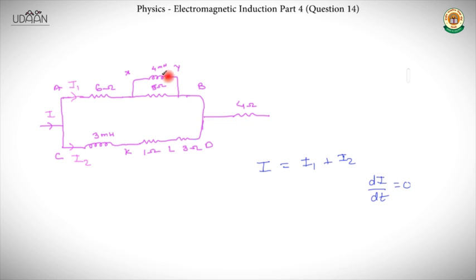So if you see this inductor, the voltage across the inductor would be 0 because di by dt is 0. Exactly. Because the voltage across this inductor is 0, even the voltage across this 5 ohm resistor would be 0. True. So the entire current I1 passes through the inductor and will not pass through the resistor. So the potential difference across AB would be 6 I1.